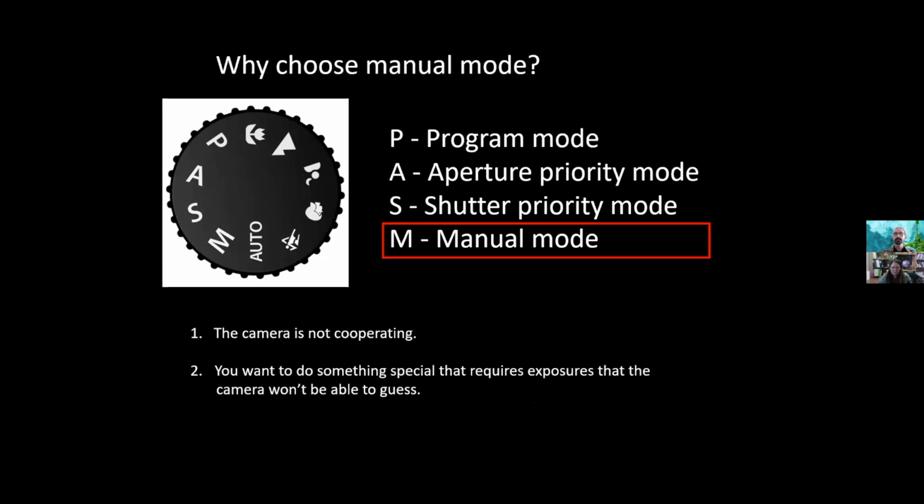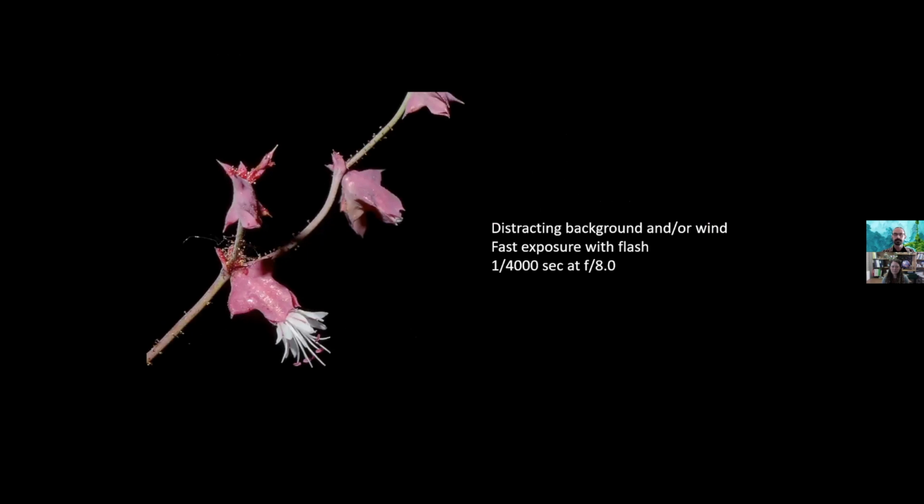And then manual mode, essentially you're choosing both the aperture and the shutter speed yourself. So this is for when your camera is not doing what you want it to be doing. It doesn't know exactly what you're thinking. So it takes its best guess and maybe it's wrong. Also, you just may want to do something fun and different, and that could be interesting. So this is a good example.